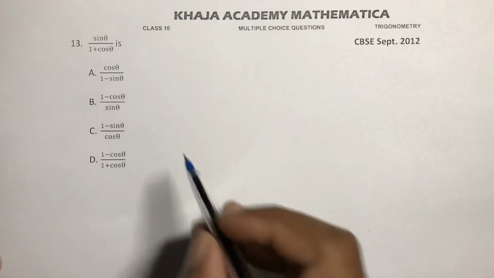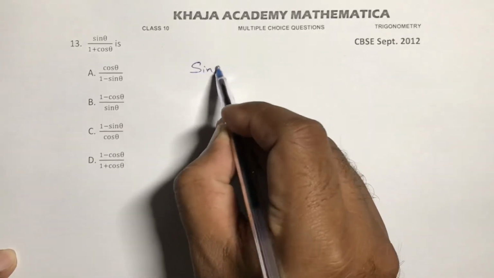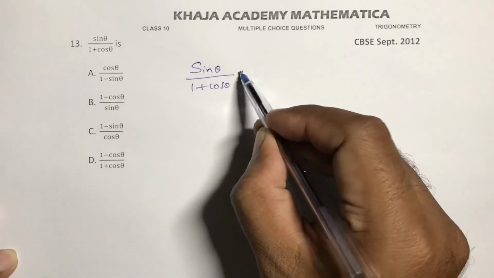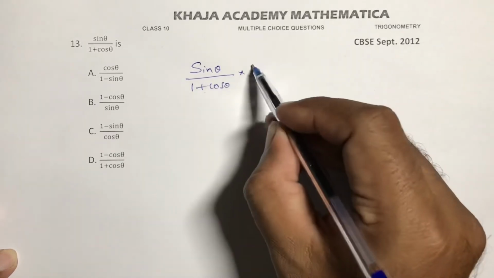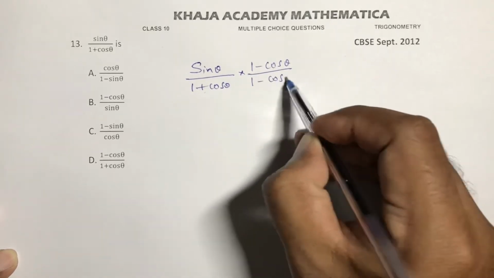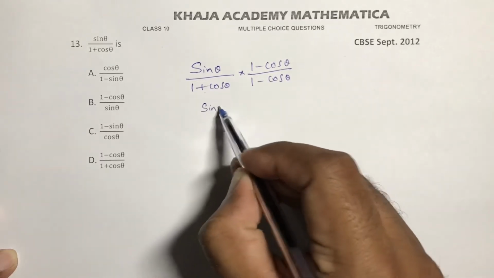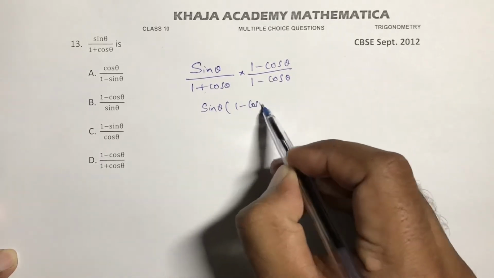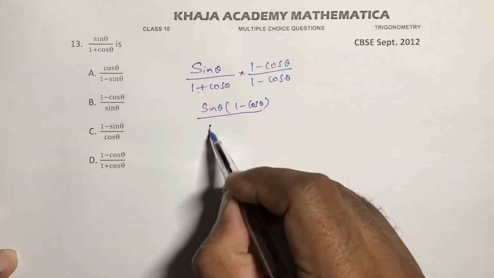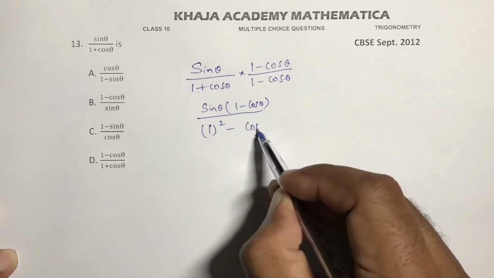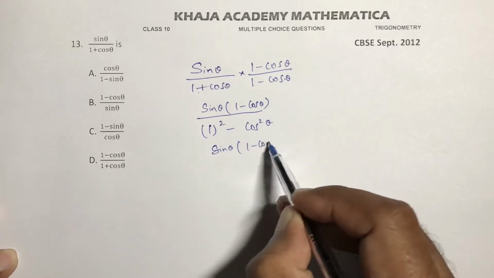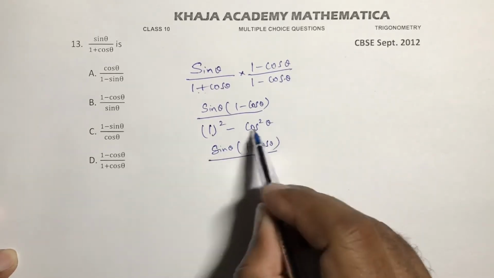Sin theta by 1 plus cos theta. So here, multiply and divide with the same denominator but with the opposite sign: 1 minus cos theta by 1 minus cos theta. So the numerator is sin theta into 1 minus cos theta, and the denominator is a plus b into a minus b, so you'll get a square minus b square. Sin theta into 1 minus cos theta by 1 minus cos square.